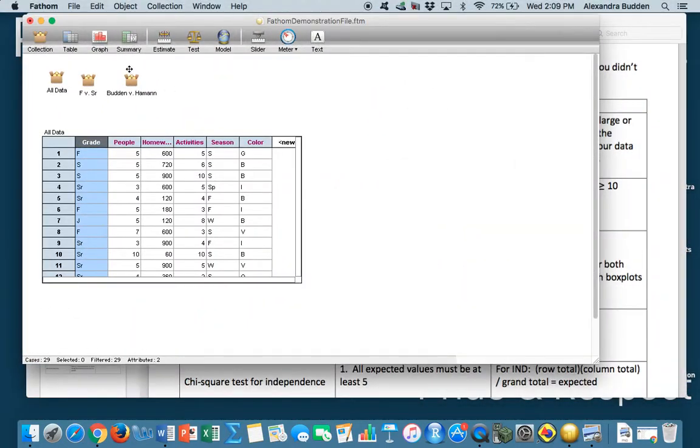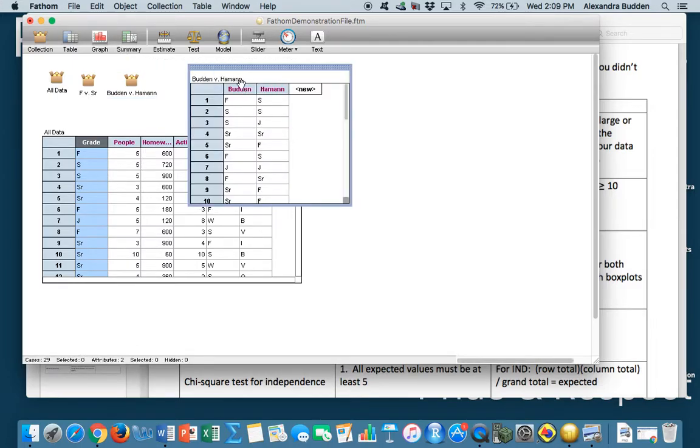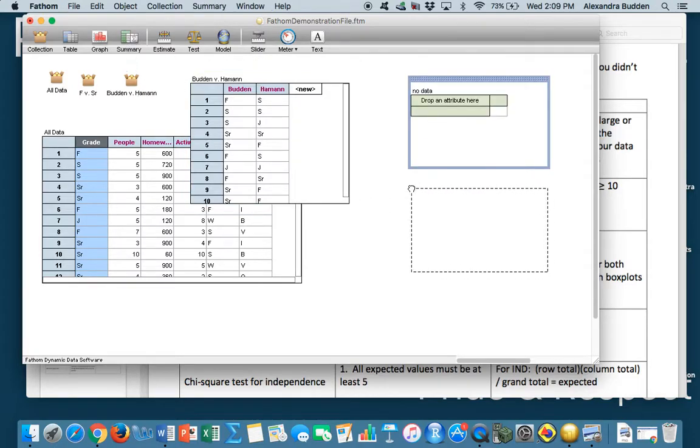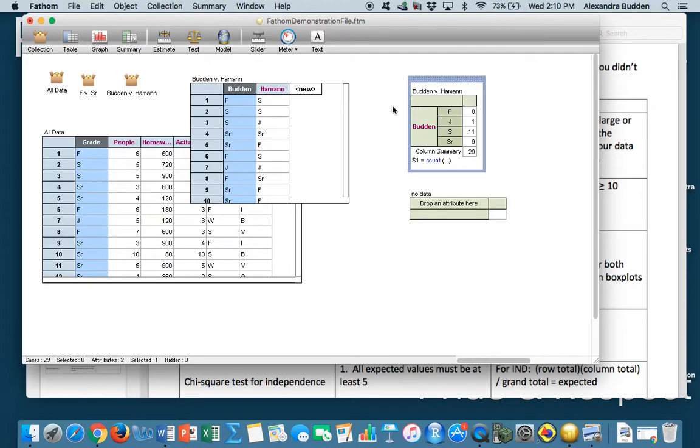If I go to my Fathom dataset, I'm looking at the Budden-Hammond dataset. So I looked at the class standings in my class and the class standings in Mr. Hammond's class. If you look at the summary for each class, this will give us our n and our p. N is 29. The p is the sample proportion of seniors. In my class, that's 9 out of 29. So it must be true that n, 29, times 9 out of 29 is at least 10. That is not met. That fails.